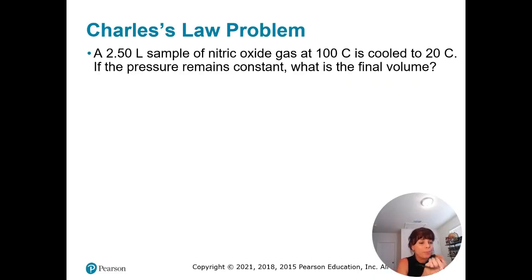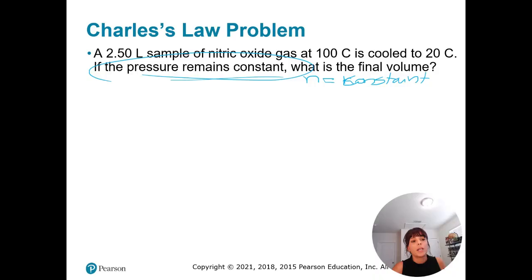Let's do one more. I have here a 2.50 liter sample of nitric oxide gas at 100 degrees Celsius, which is cooled to 20 degrees Celsius. If the pressure remains constant, remember all the time they say pressure remains constant, and they don't say anything about the number of moles. We know that n is constant as well.